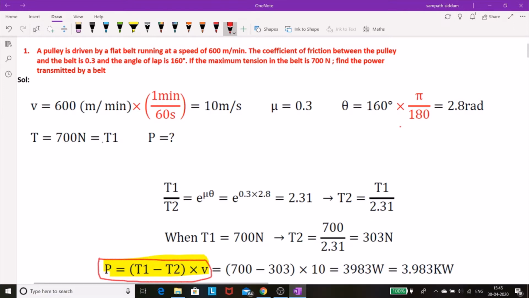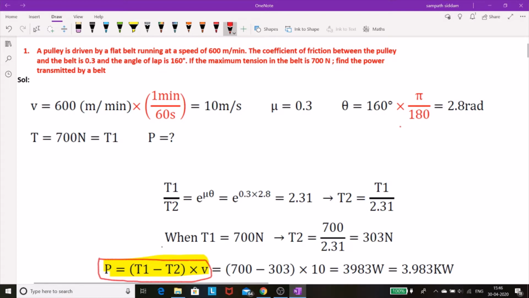Here T1 is given, T2 is not given. This is the missing term that we need to calculate. And V, the velocity, is given, but it is given in meters per minute; convert it to seconds. Divided by 60, you will get it as 10 meters per second. So the only missing term over here is T2.